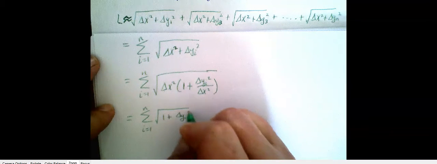So now I can take the square root, because this is a product here, I can take the square root of each of these and multiply them. So finally we get the sum, i goes from 1 to n of, I'm going to write this term first, the square root of 1 plus delta yi squared over delta x squared, times the square root of this guy, which is just delta x.